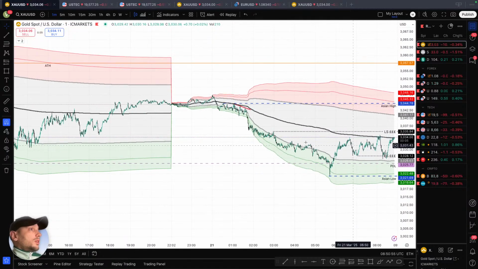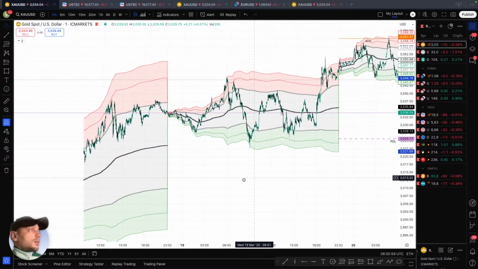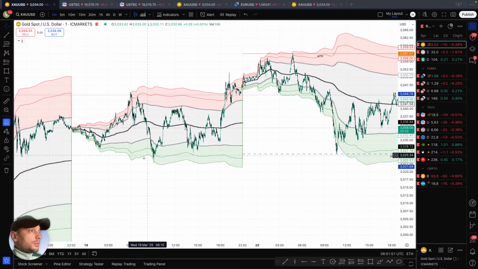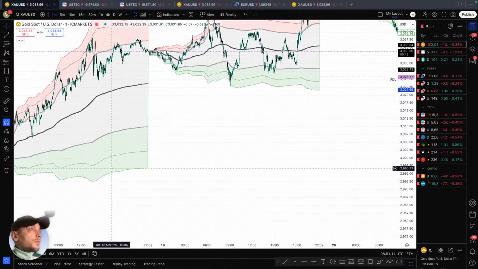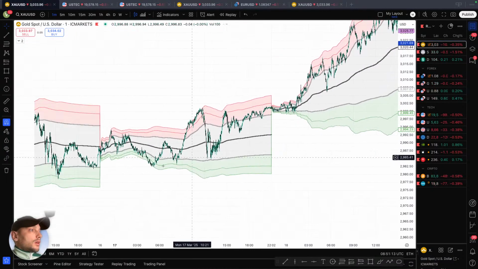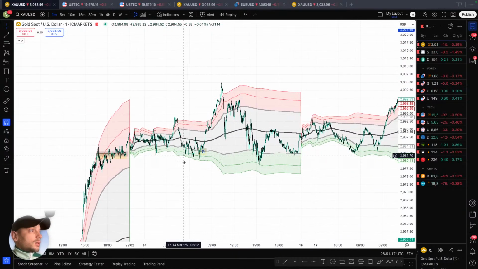Now gold has been going like crazy recently, breaking all-time highs. So ideally you're going to buy gold. You're going to follow the trend as well. So you're going to buy gold when it's down here, when it's going out of the VWAP, down here. Ideally you want to buy gold down here.